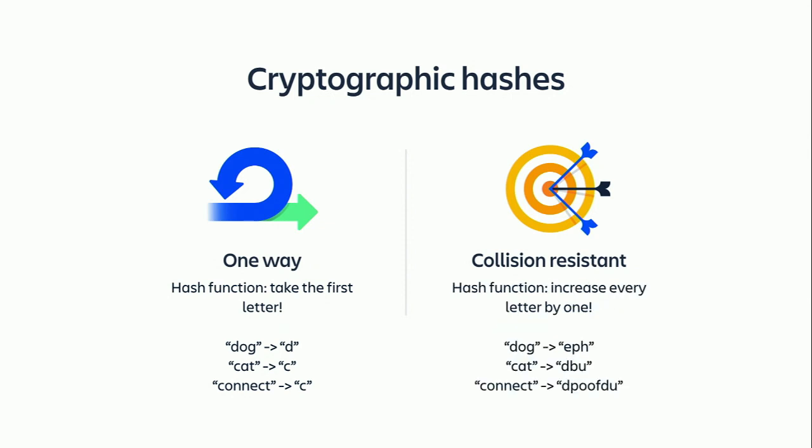So what about this one? I'll increase every letter by 1, kind of like a Caesar cipher. Dog becomes EPH, cat becomes DBU, and connect becomes DPUFTU. That's definitely a collision-resistant hash. Every input hashes to a unique output, but it's not a very good hash because it's not one way. I can easily go from the output back to the input. In that sense, it's kind of more like an encoding than a hash.